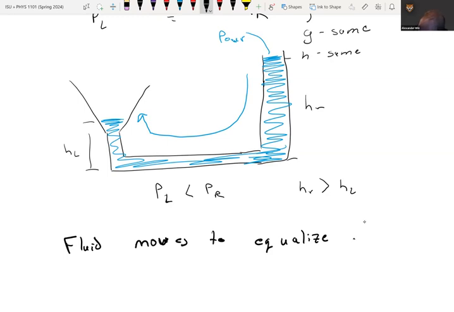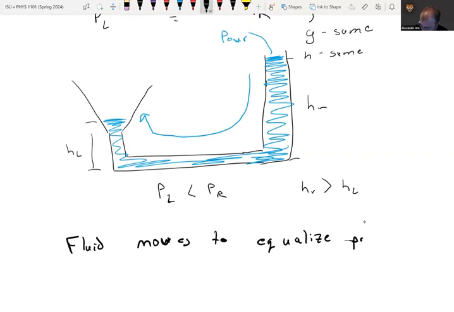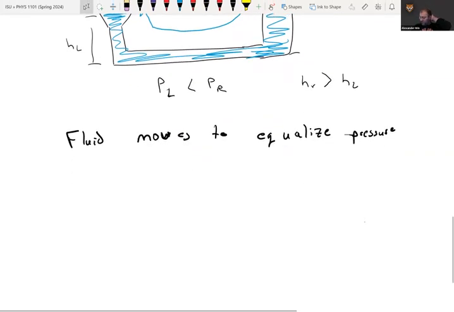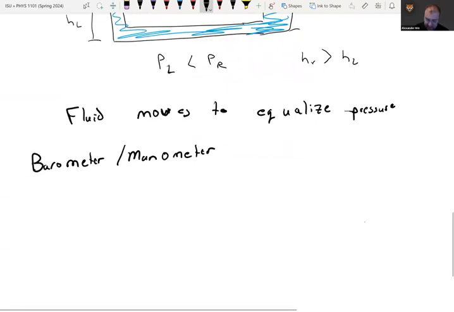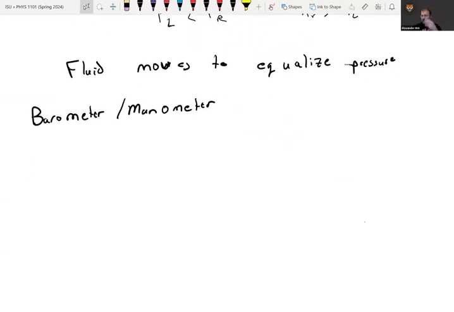Now, I want to talk about some of the things we talked about last time, just to demonstrate this point. The first thing I want to talk about is a barometer. And we can even talk about a manometer. A manometer is a little bit different in that it is similar to a barometer, but it's for measuring pressure. I guess I could go over both.